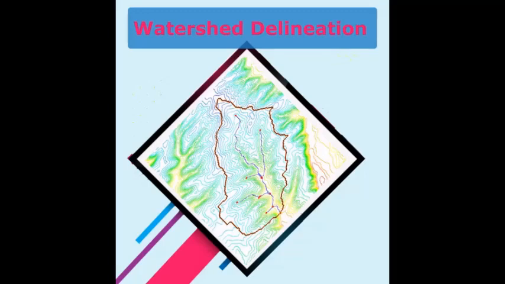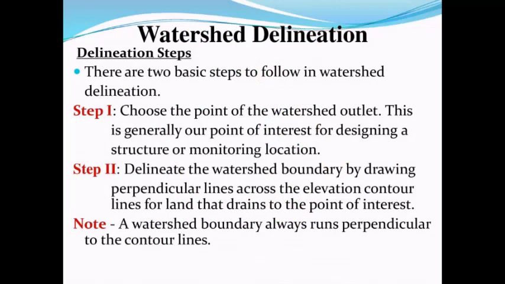Hi everyone. Today we are going to discuss watershed delineation. Let's have a look at watershed delineation. There are two basic steps involved in watershed delineation. First of all, choose the point of the watershed outlet. This is generally our point of interest for designing a structure or monitoring location.